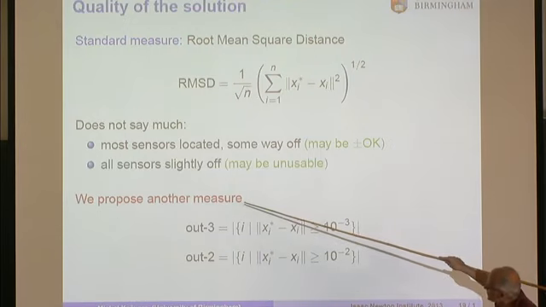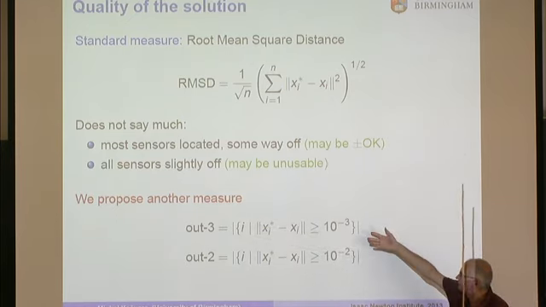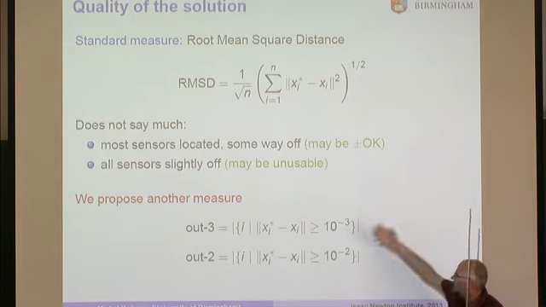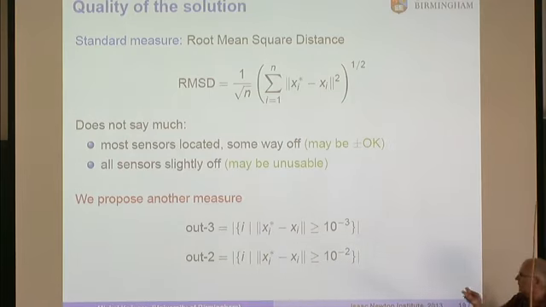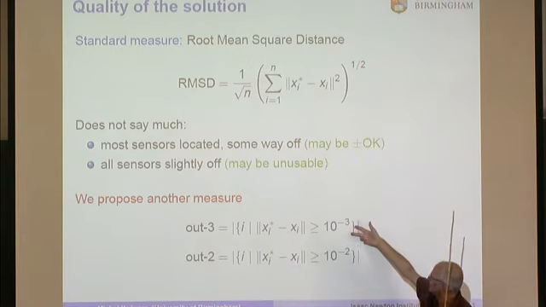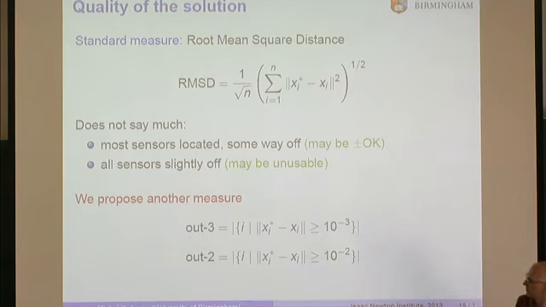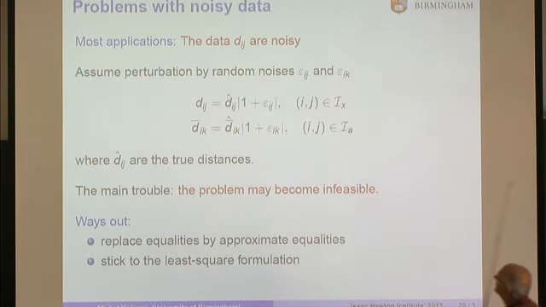So we propose just another measure of the quality of the solution: how many sensors are out of some circle around the exact location. Let's say we have two measures. One is a small circle, one is a slightly bigger circle.